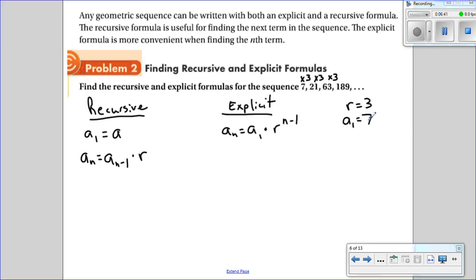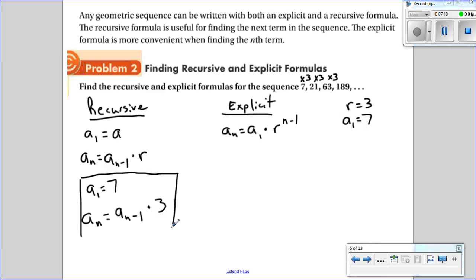So is that all the information that we need in order to write them recursively and explicit? Yes, it is. So if we go recursively, A sub 1 is going to be 7. And therefore, our formula would be like this. A sub n equals A sub n minus 1 times 3. Remember, you have to have both those parts.